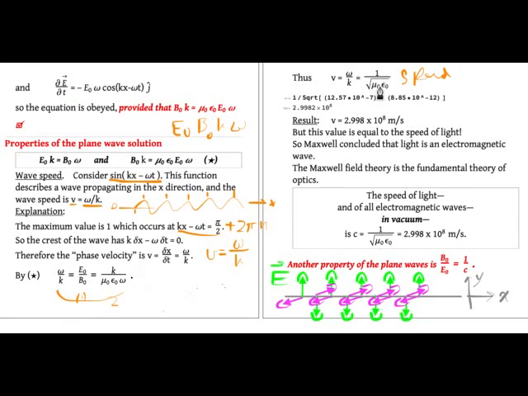And we know the value of mu 0. It's 12.57 times 10 to the minus 7 in appropriate SI units. And we know the value of epsilon 0. It's 8.85 times 10 to the minus 12 in SI units. And if I multiply those together, take 1 over the square root, I get 2.998 times 10 to the 8th. And this would be in the appropriate unit for velocity. It would be meters per second.